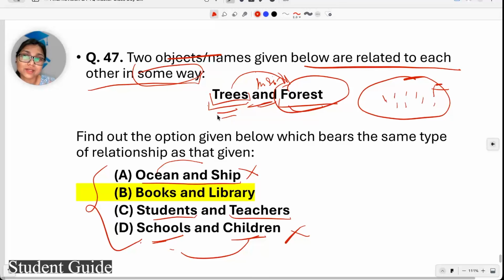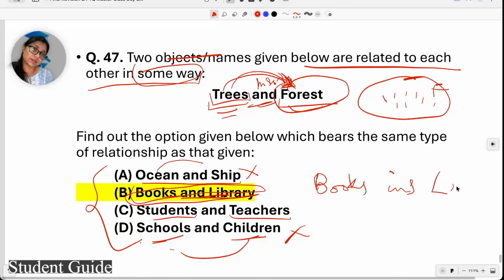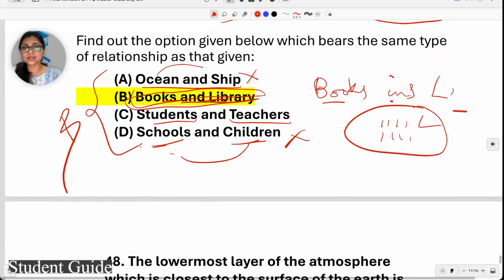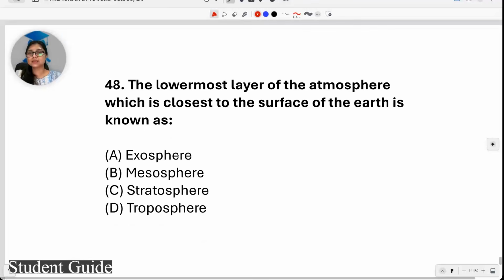Every time you need to check whether it is reversed or not, because we need to get the same type of relationship pattern. So option number B is the most promising one, because option number B is saying books and library. So we need to read it as books inside the library. It means library is the huge entity, and inside the library the essential part is the books. Same, trees inside forest, books inside library. So you have got the correct answer. Option number B is the correct answer. These are very basic. Now quickly we can go to the next question.